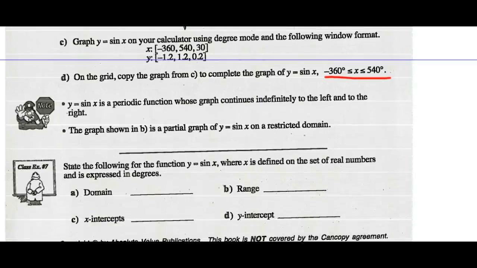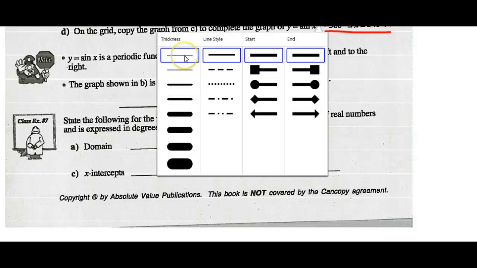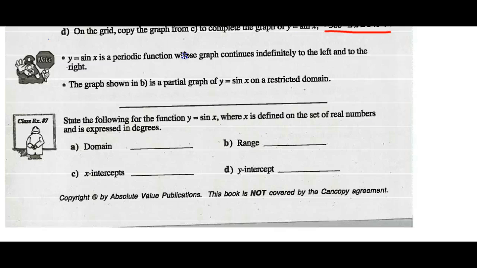Example 7 then asks you to state the following for the function y equals sine x, where x is defined in the set of real numbers and is expressed in degrees. If there's no restriction on sine x like we have in our graph, it goes on indefinitely to the left and to the right, so the domain for x is any real number. The range: the highest y ever gets is positive 1, the lowest is negative 1. So y is greater than or equal to negative 1, but less than or equal to positive 1, and it can be any real number in that range.